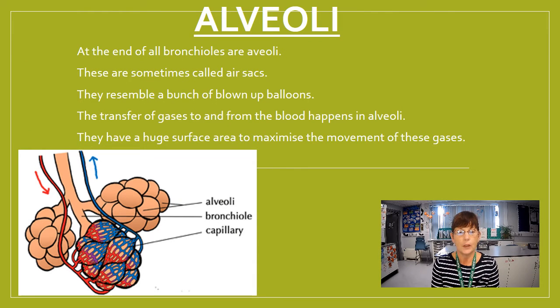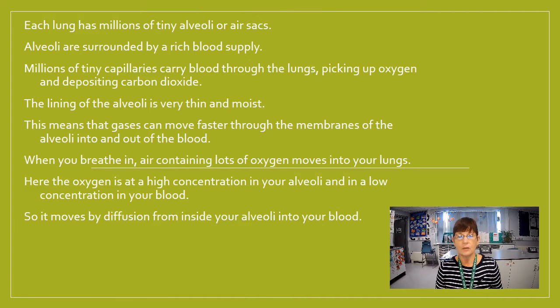The alveoli are found at the end of the bronchioles. These are sometimes called air sacs. They resemble a bunch of blown up balloons. The transfer of gases to and from the blood happens in the alveoli. They have a huge surface area to maximise the movement of these gases. And each lung has millions of tiny alveoli or air sacs.